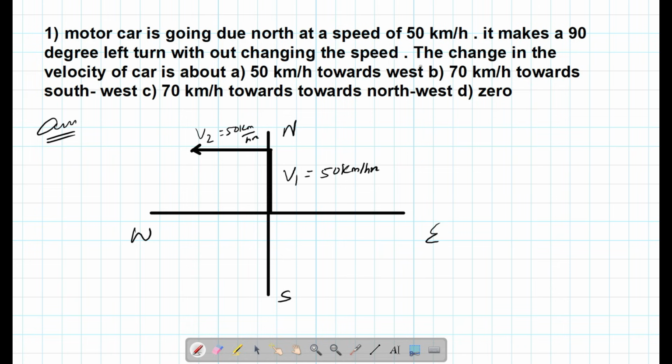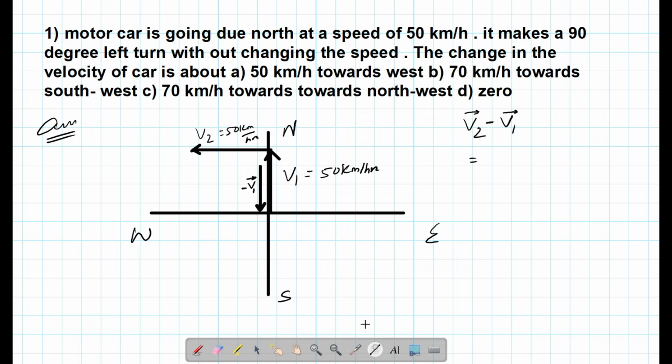So what would be the change in velocity? Change in velocity is V2 minus V1. So this is V2, this is V1. If this is minus V1, we change the direction, so take it in the downward direction. This is V2, this is minus V1.